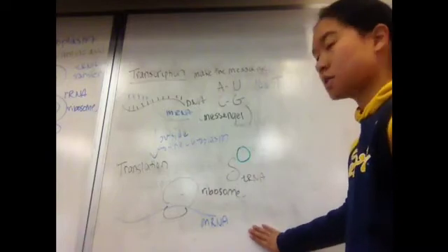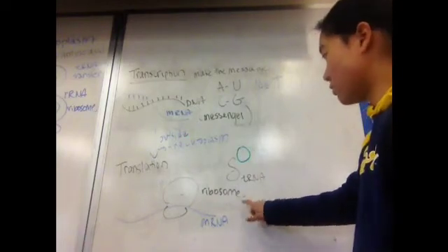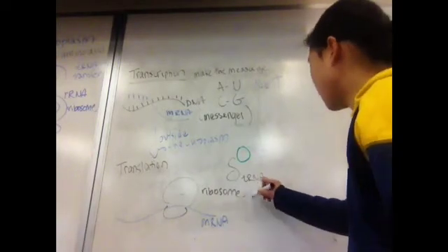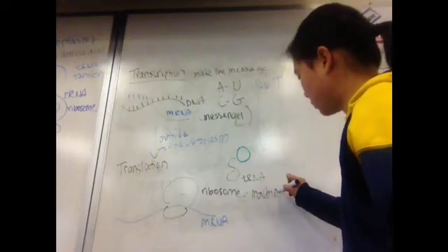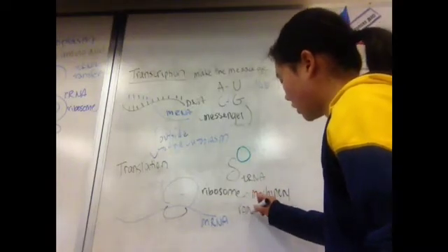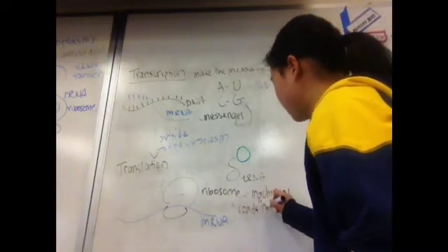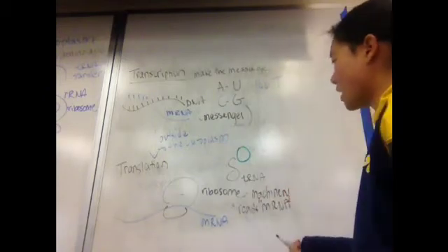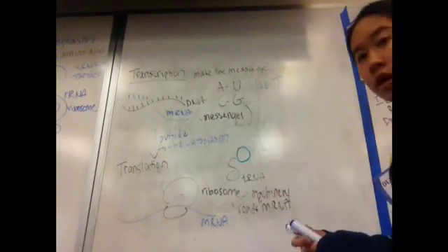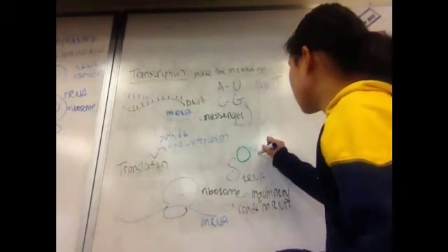When that message is outside, it's taken up by something called a ribosome. This is the machinery that quote-unquote reads the mRNA. And how it reads it is by bringing in these tRNAs that carry amino acids.